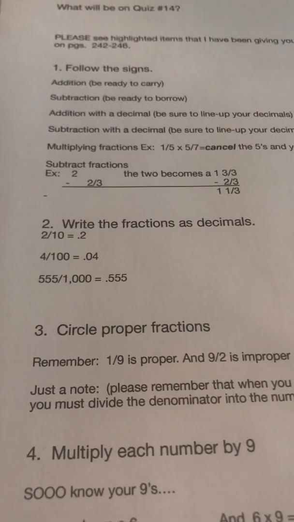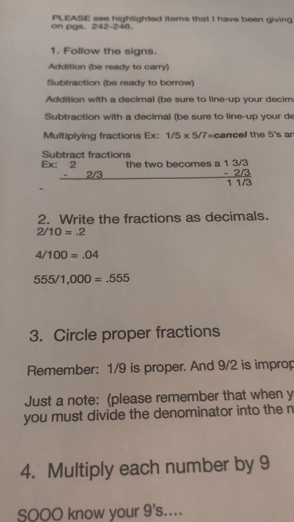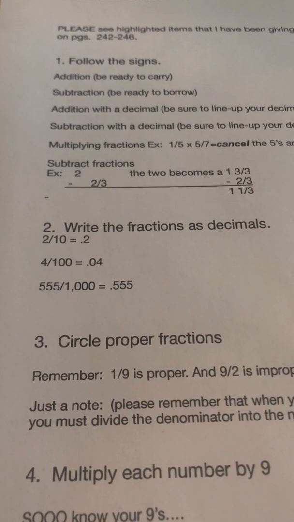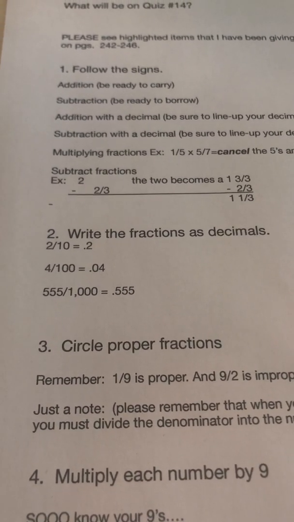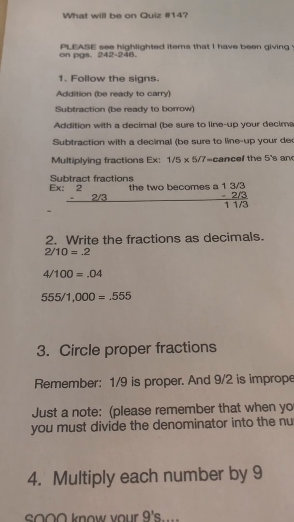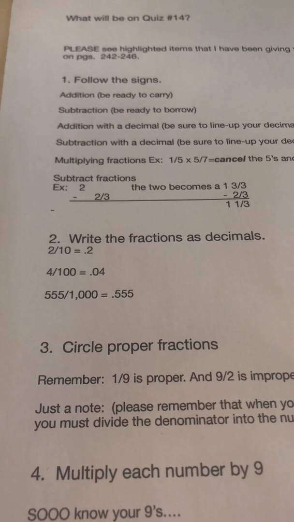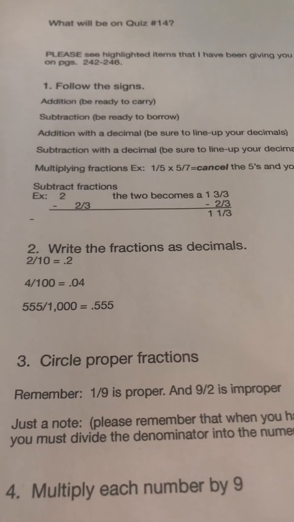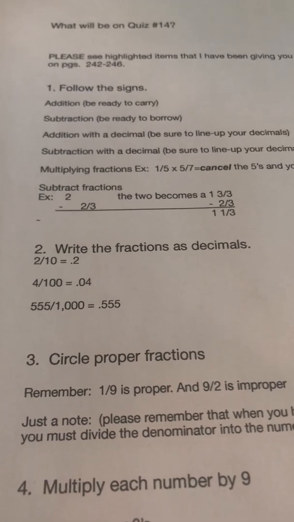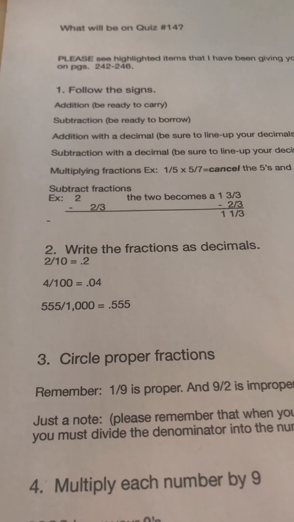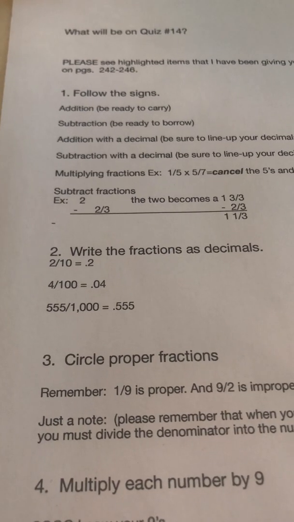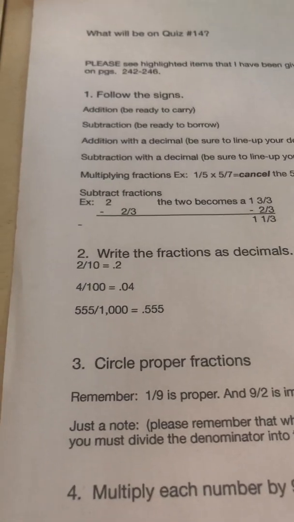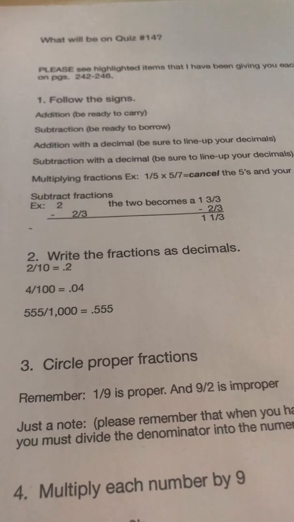Number 2, write the fractions as decimals. 2/10 is 0.2. 4/100 is 0.04. 555 1,000ths is 0.555, okay? Remember, class, if you're on the decimal side, there's a whole number, then there's a decimal. If you're on the decimal side, they sound like this: tenths, 100ths, 1,000ths. To the right of the decimal, they have "ths" on the end.